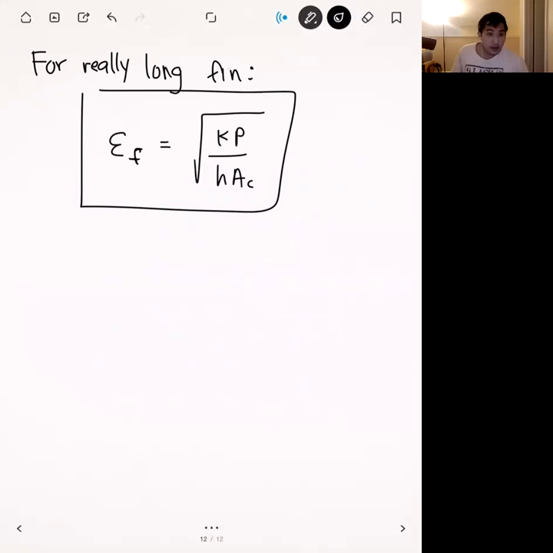And so again, we want higher numbers of effectiveness because that's going to make our fin enhance heat transfer more. And so what we can do is look at this expression here and look at the variables that contribute to a high value of effectiveness, right? And so first let's look at thermal conductivity K, right? And so we just got done talking about this, right?